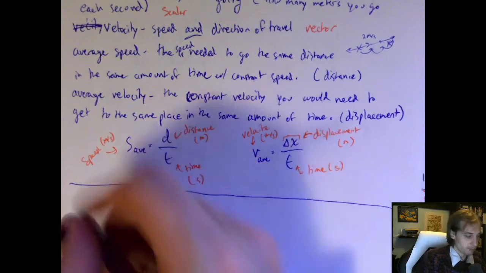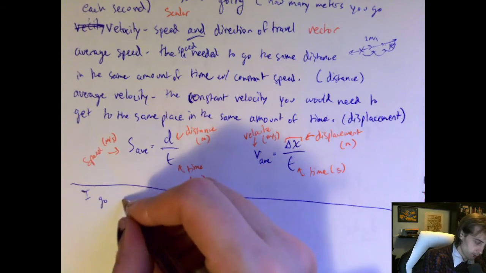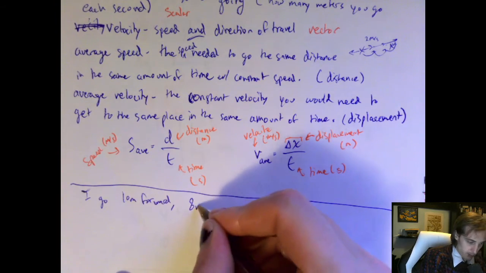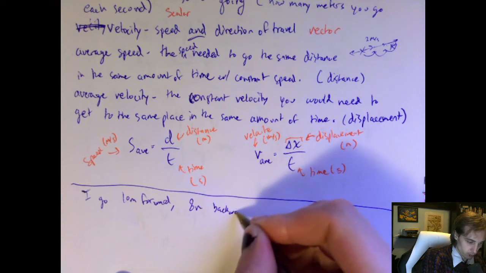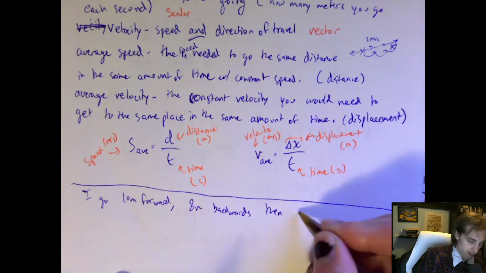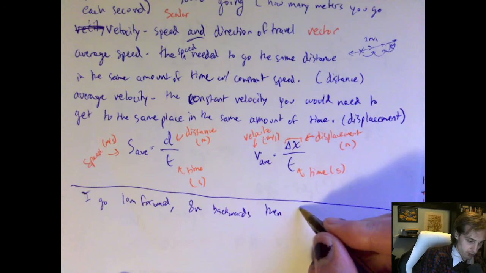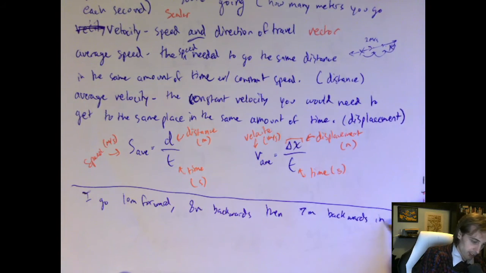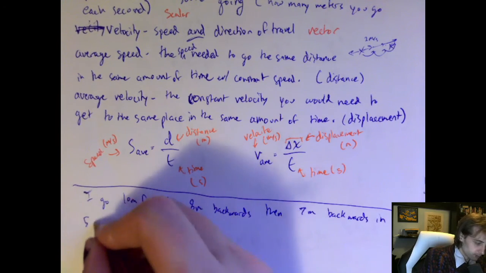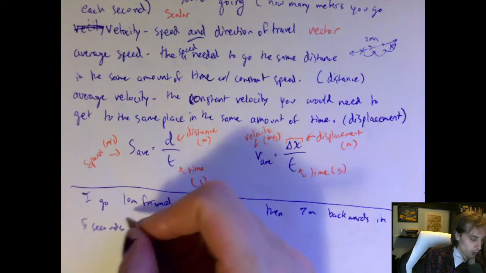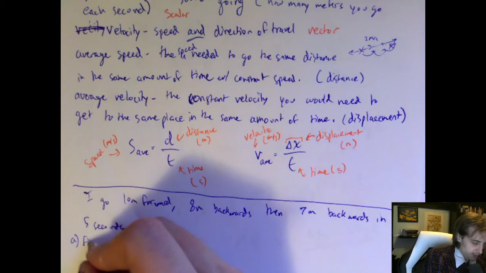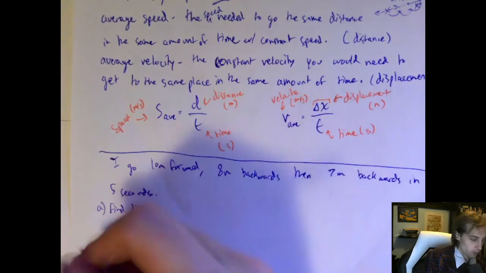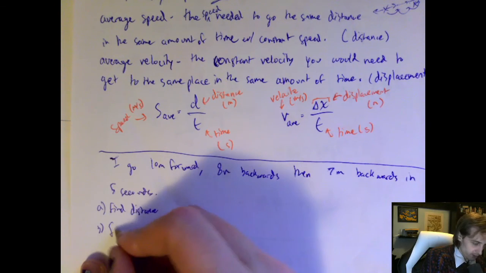So let's say I've got a problem where I go 10 meters forward, 8 meters backwards, then let's go with 7 meters backwards in 5 seconds. A, find the distance. B, find our displacement.